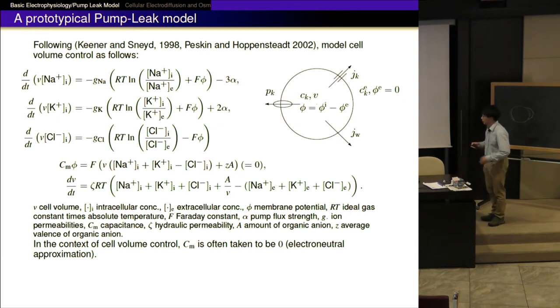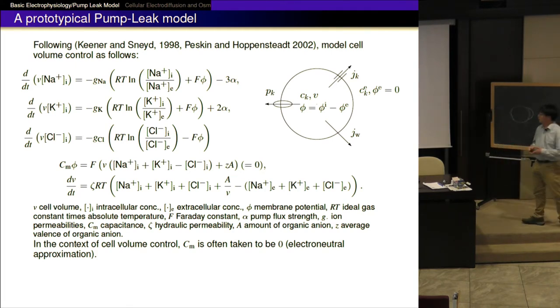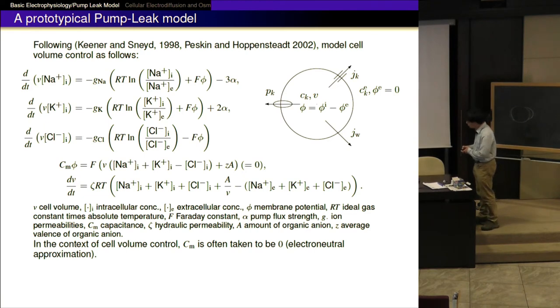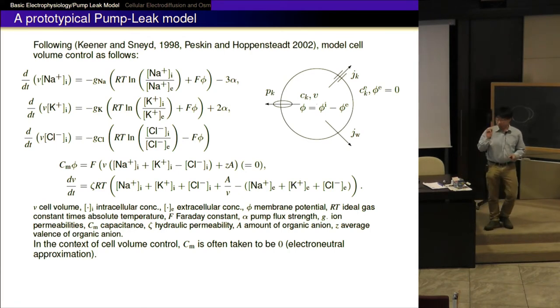And so how is the membrane potential determined? The membrane potential is determined so that the sum of all the ions you have, the sum of all the charges you have inside the cell is equal to capacitance times the membrane voltage. This is the charge capacitance relationship that Jürgen talked about in his talk. So this ZA, where A is the total amount of impermeable ions you have inside the cell, and Z is the average valence of those.